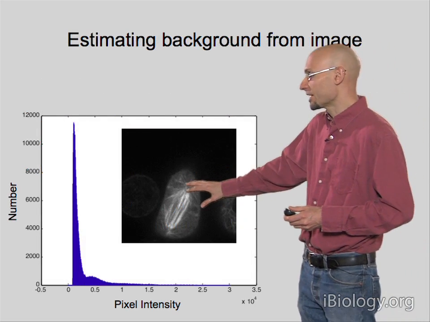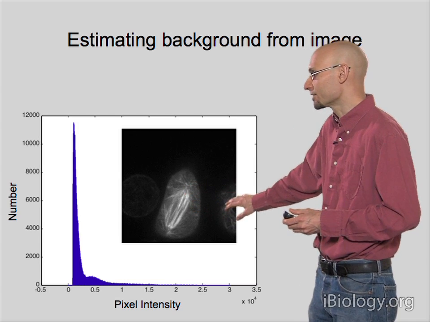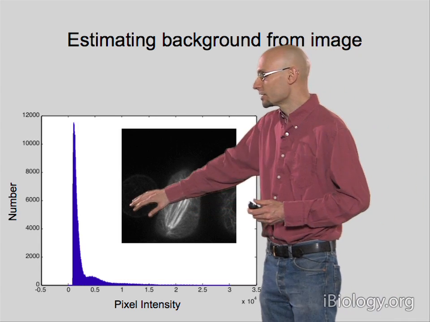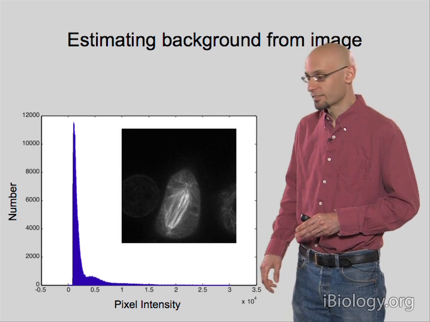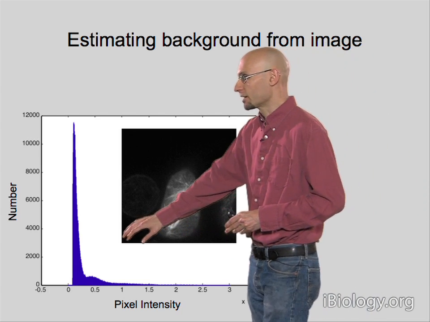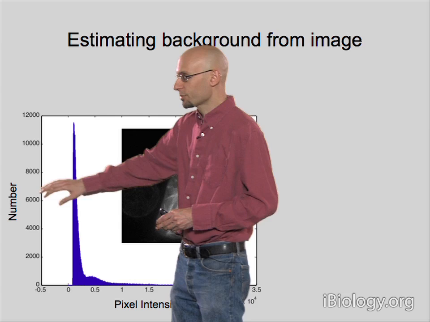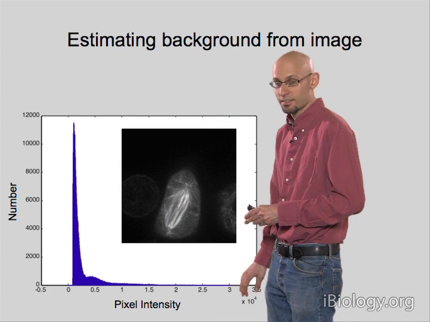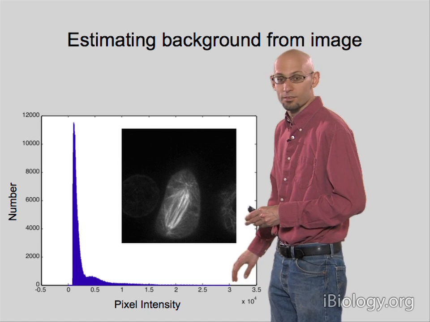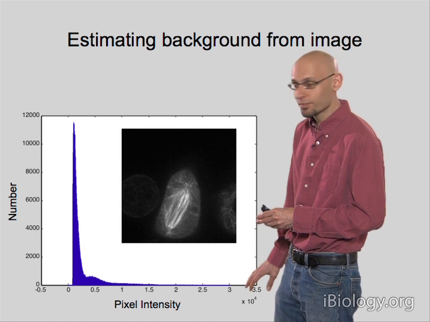So here's an image of a cell. There's actually one bright cell here and a dim cell over there and another dim cell over here. If we plot the pixel intensity histogram of this image, we're plotting on the y-axis the number of pixels with a given intensity, and on the x-axis that intensity. You can see the intensity here goes up to about 10 or 20,000, or I guess 30,000.